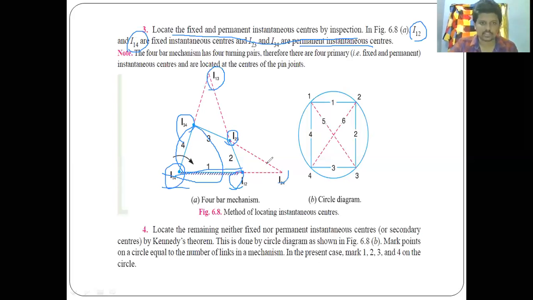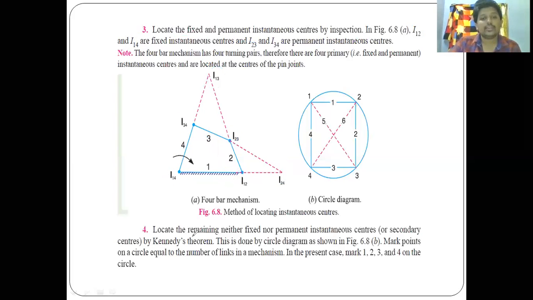In the previous section I explained that. So this is the third point: we should locate the fixed and permanent instantaneous centers. The fourth point is to locate the remaining instantaneous centers, which are neither permanent nor fixed, which I have already done. That means I13 and I24 are the remaining, the leftover two instantaneous centers, which are neither permanent nor fixed. As we are done with locating all the instantaneous centers, we should draw a circle diagram here.